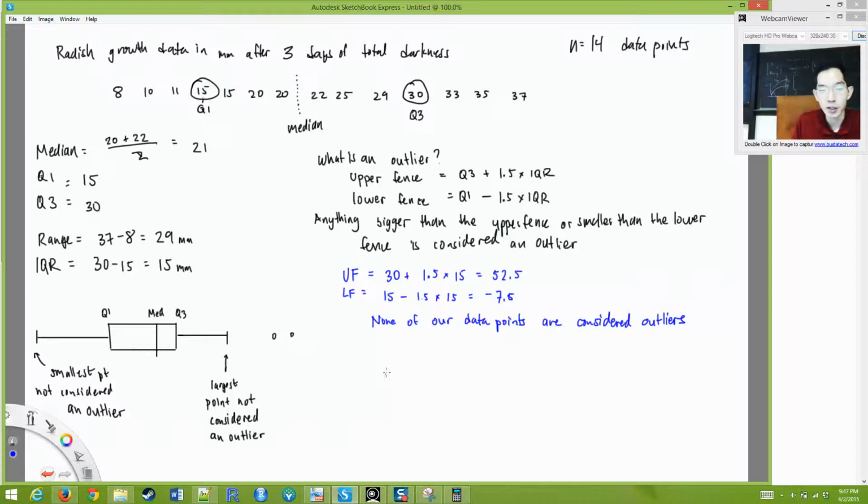All right, so let's make a box plot. I'm going to draw a number line, and I'm going to start it off at, we'll do 5 and 10. Oh, that's not going to be enough. 5, 10, 15, 20, 25, 30, 35, 40. Okay. And I start by drawing a box at 15, 30 to define the edges of the box.